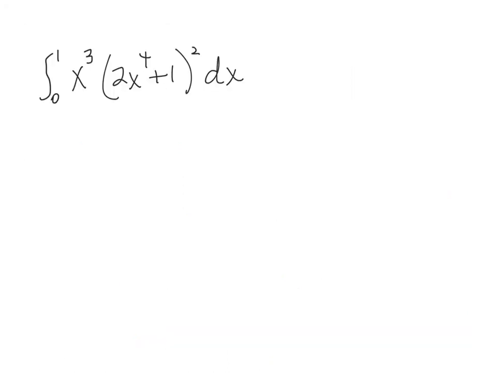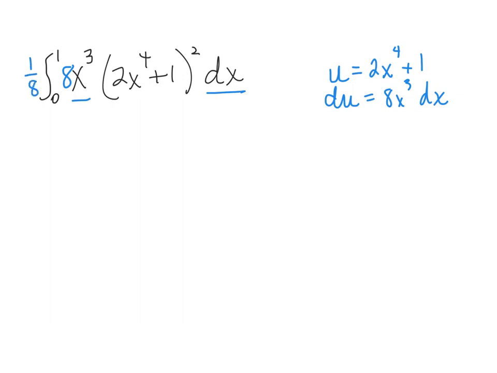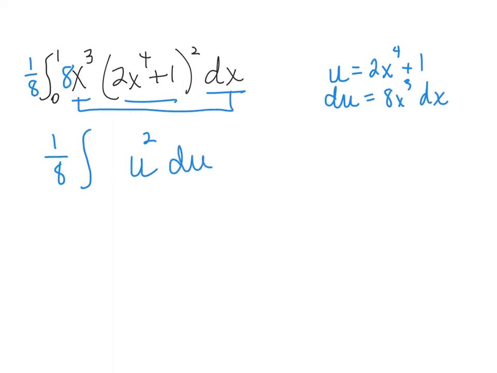Okay, so here's my definite integral. I know that the part that's u is going to be 2x to the 4th plus 1. That makes du 8x to the 3rd dx. All right, so I have x to the 3rd and dx, so I need an 8 to go with it, and then that would put a 1/8 on the outside. So I have 1/8, my integral. This is u right here, so this will be u to the 2nd. This and this is du, right?